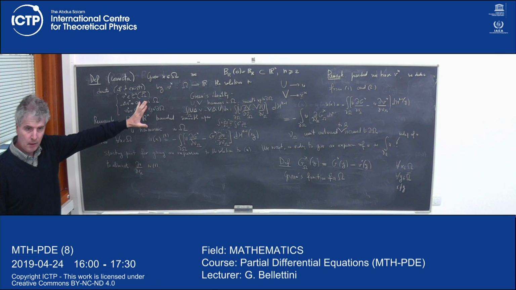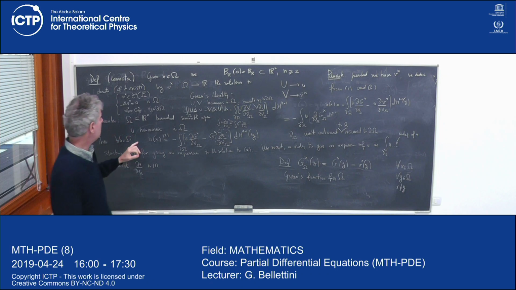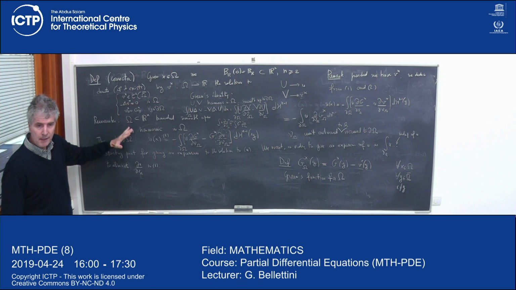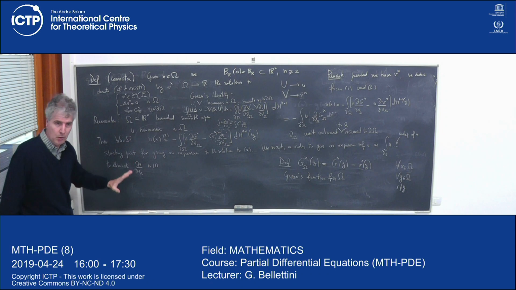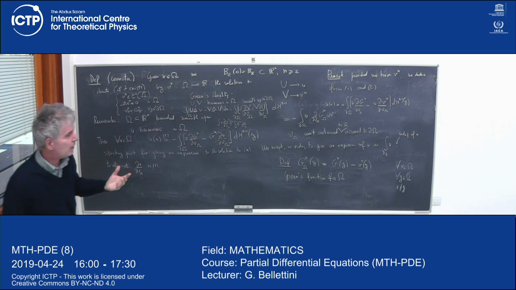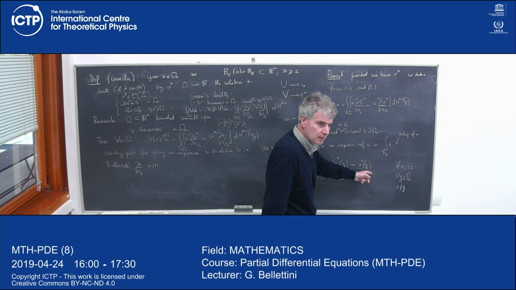Because at the beginning you state the problem in a ball. Yes, at the beginning. But then I said, let me come back for a moment to a bounded smooth open set and let's do this kind of computation. Then I will come back to the ball. Because for the ball, we were able to find this, essentially.